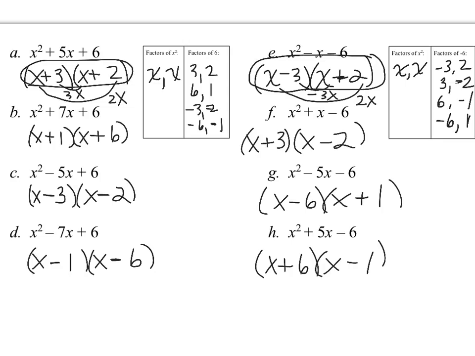My signs have to be different because that's the only way I'm going to get -6. And then just make sure that here you have x plus 3 and x minus 2. The factors have to match mine. You could have written x minus 2 times x plus 3, but the factors have to match, right? And then here you go. Same with G and H.